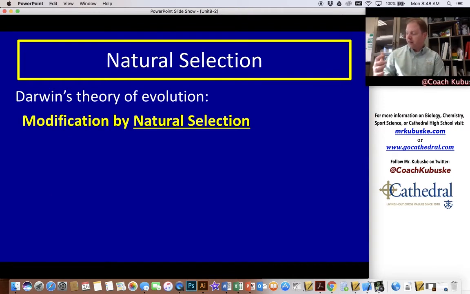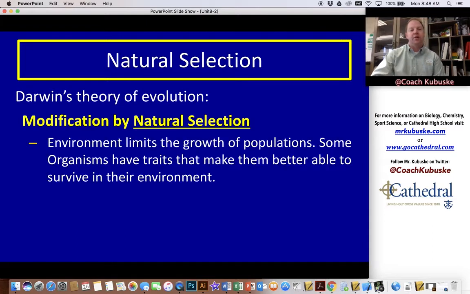And so Darwin writes this book and comes up with a concluding theory, which he calls modification by natural selection, in which he says that the environment is going to limit the growth of your population. There can only be so many deer, there can only be so many squirrels, there can only be so many hawks, whatever it may be. There's only so much food and space to go around. And so some of those organisms in that population have traits that make them better able to survive in that environment, and they reproduce and pass those traits on, like you just mentioned.